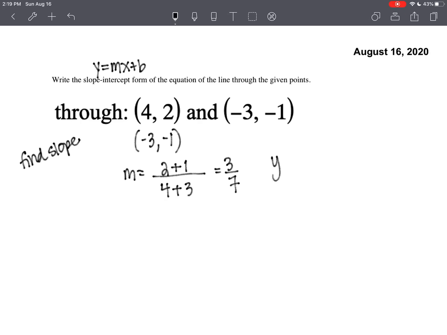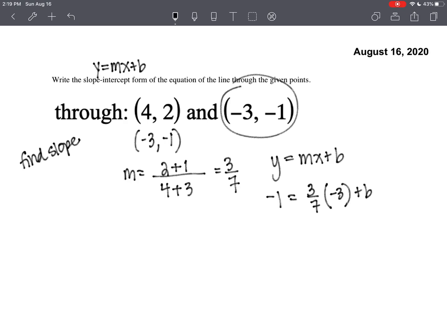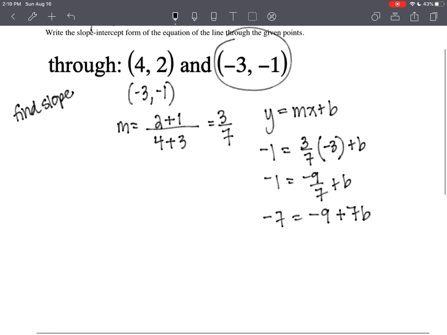And then I've got y equals mx plus b. I'm going to do this in a different way. So y, let's use this point right here, is negative 1. The slope is 3/7. x is negative 3 plus b. Negative 1 equals negative 9/7 plus b. Multiply everything by 7. Negative 7 equals negative 9 plus 7b. Add 9. I get 2 equals 7b. b is equal to 2/7.